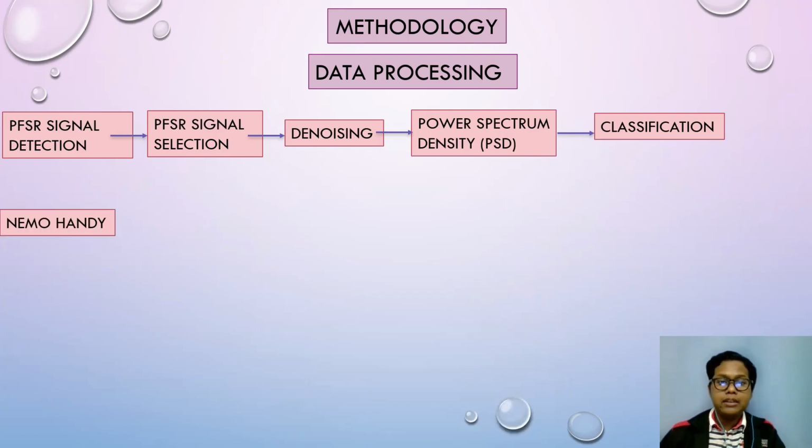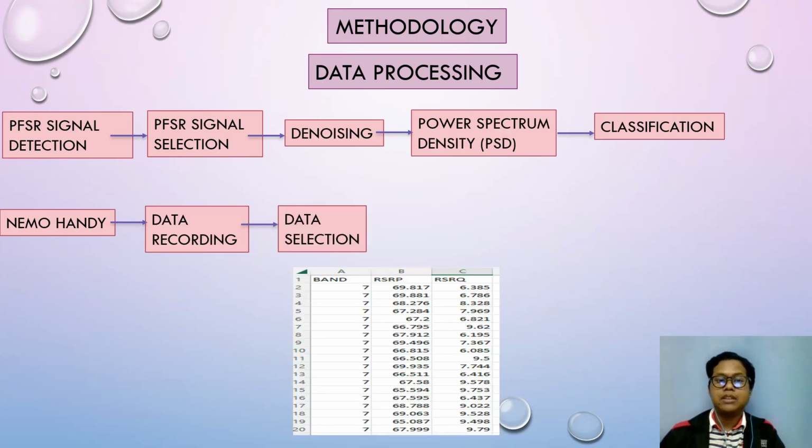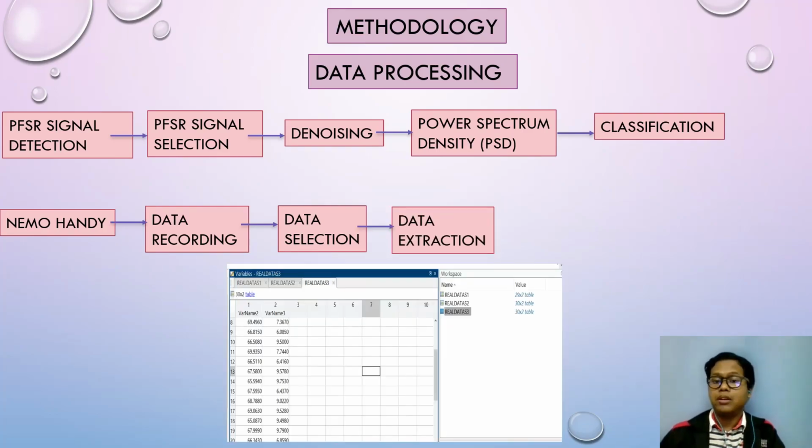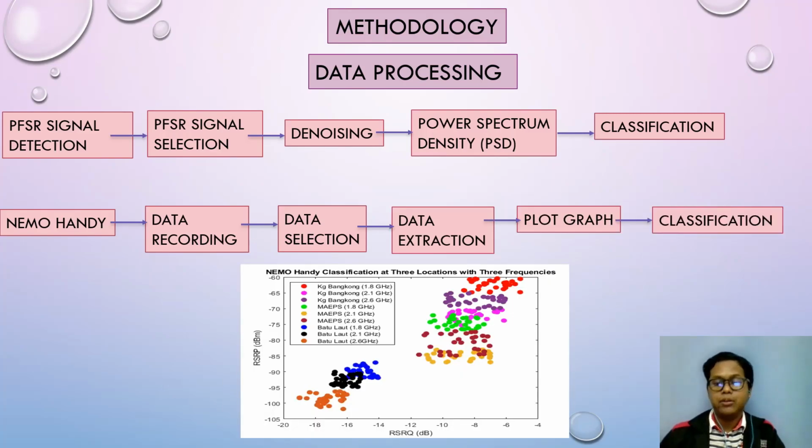The NEMO Handy is used to measure signal strength. Data recording and data selection are the number of samples which are RSRP and RSRQ. Next is data extraction and plotting the graph. And lastly is the classification of the NEMO Handy.